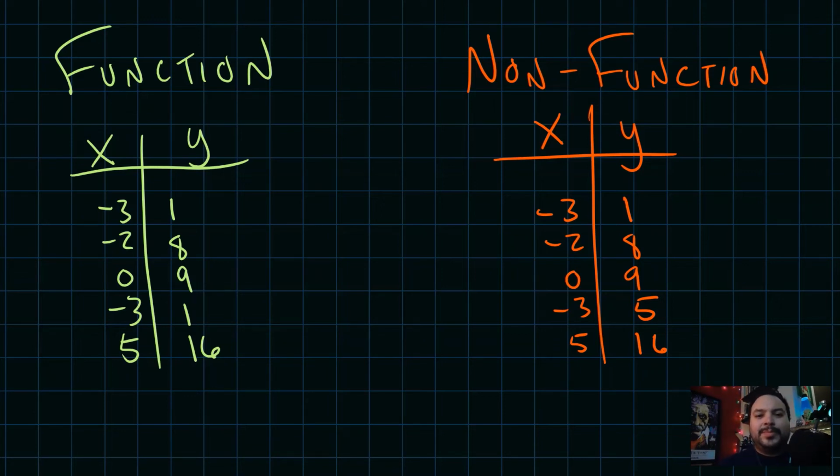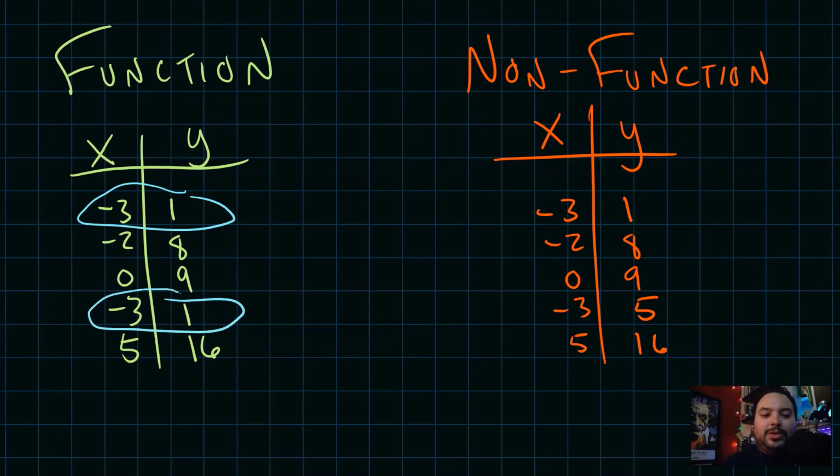So for example, if we look at our function example, you can see that we have -3 paired with 1 at the beginning of the table. Now, ordinarily, you would think, oh, look, there's another -3. This is not a function. But if you notice, they have the same y value. So it's really just a repeat of that coordinate, and it isn't breaking functionality rules. So this is a-okay.